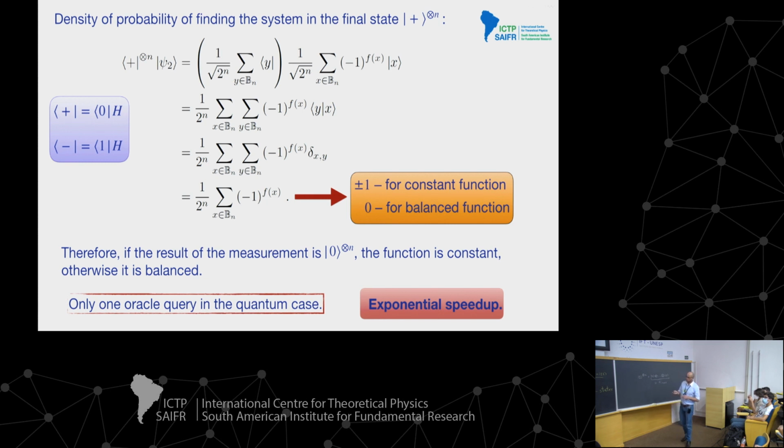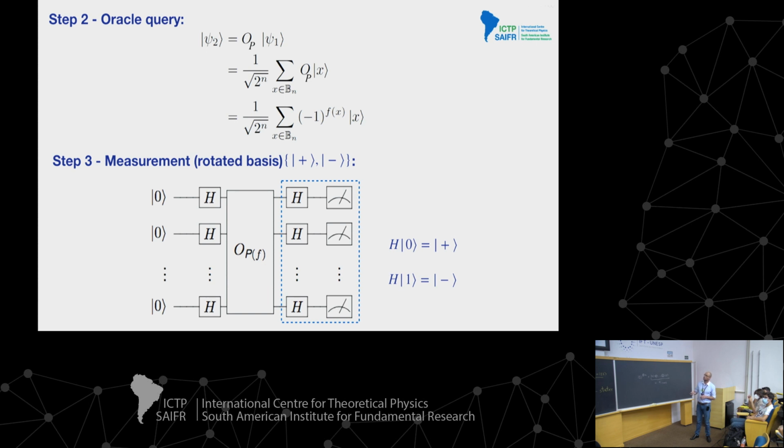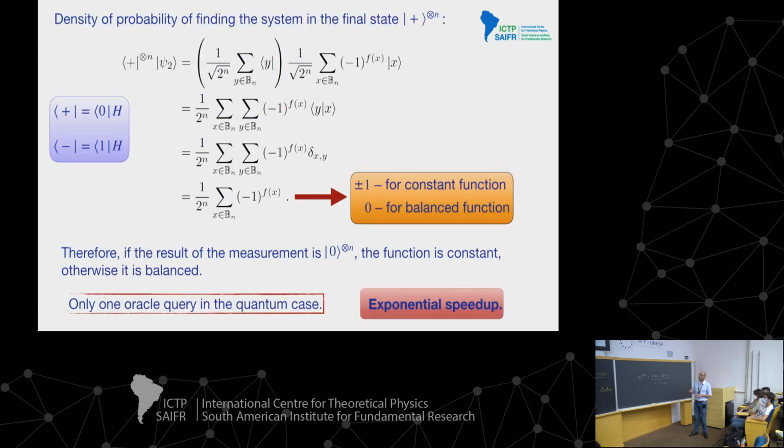Let me try to explain again. Sorry. Until now, this is the state of the system, before the Hadamard gates. What I tried to do here was to simplify your life, but probably I confused you a bit more. But what's the idea here? The idea is the following. Suppose that instead of measuring in the computational basis, you measure in a rotated basis. This basis is the plus-minus basis. And suppose that you measure all the qubits in the plus state. What we will find is that the function is constant.